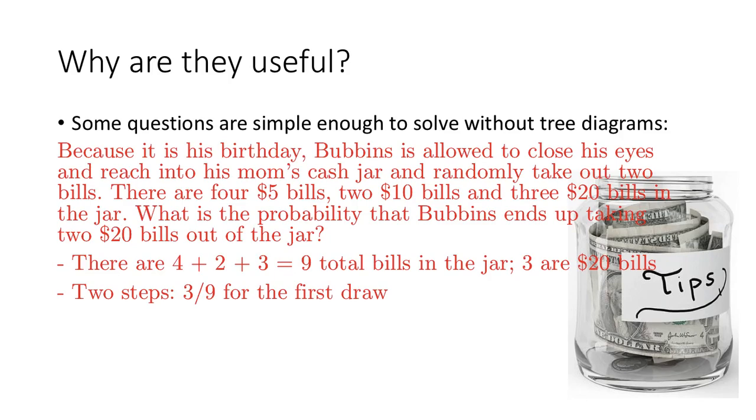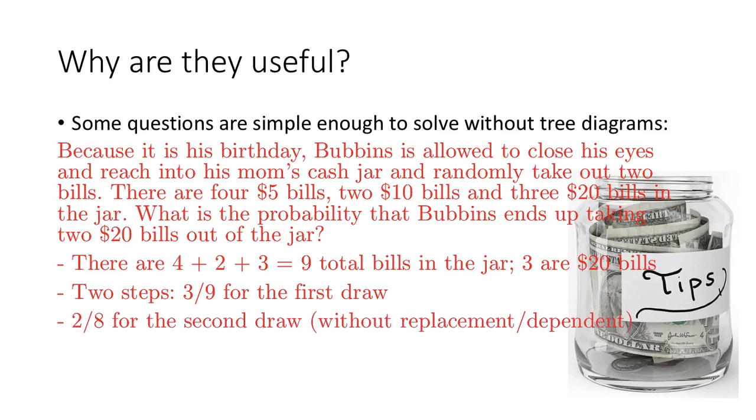That's our basic probability. And since it's without replacement, that means that if we've taken a $20 bill out on our first step, then there's only 2 left in the second step out of a possibility of 8 bills, right? Our 3 over 9 becomes 2 over 8 for that second step because it's dependent probability, it's without replacement. And then we take our 2 steps and we multiply them together. That's what you do. You multiply when you have 2 steps. 3 over 9 times 2 over 8, top times top, bottom times bottom, you get 6 over 72, which you reduce to 1 over 12. That's the probability that he gets two $20 bills out of that jar. Not very high, but there's always a chance for good old Bubbins.